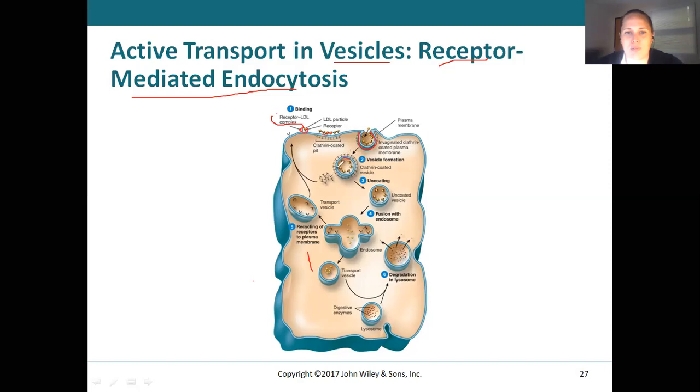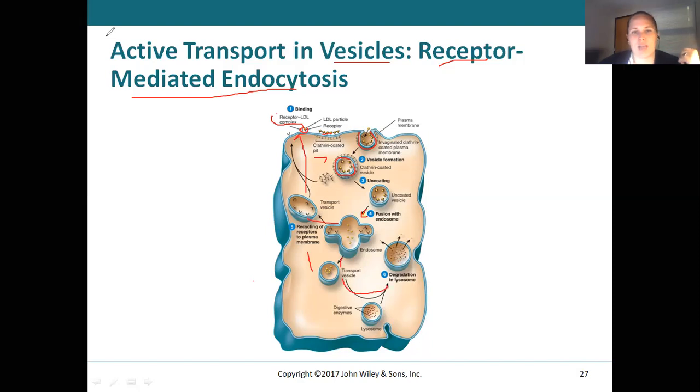That vesicle is going to form, and it's got all of these kind of spikes on the outside of it. Those spikes can be lost, and those are called clathrin, and then it can fuse with what's called an endosome. Then the downstream effect is there's two things that can happen. Either this vesicle can be recycled and sent back up to the cell surface to do its job again, or it can get degraded and broken down.